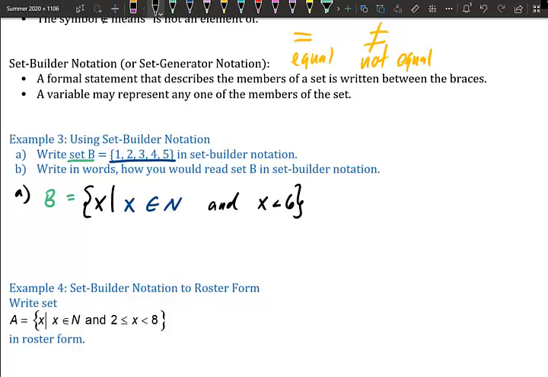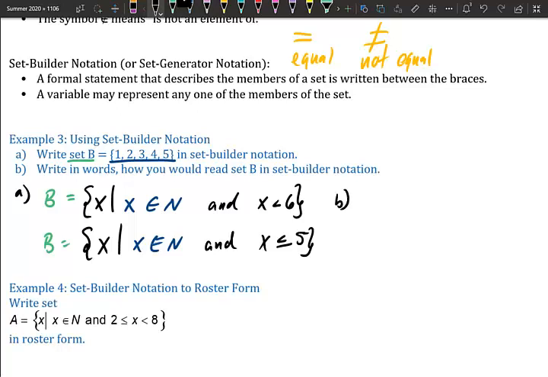But we could also do another version of part A. We could say set B equals x such that x is a natural number, so x is an element of natural numbers, and x is less than or equal to 5. Because 1, 2, 3, 4, 5 is less than 5, but it also has that line underneath, so we can say "and equal to."